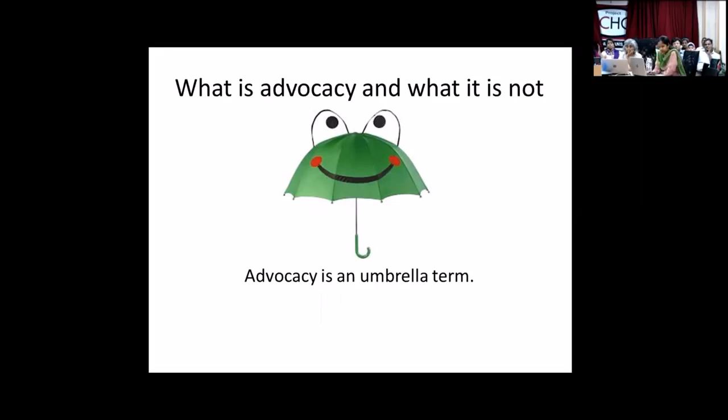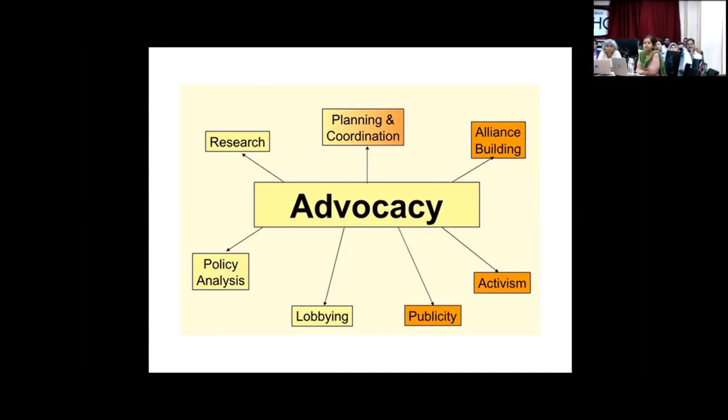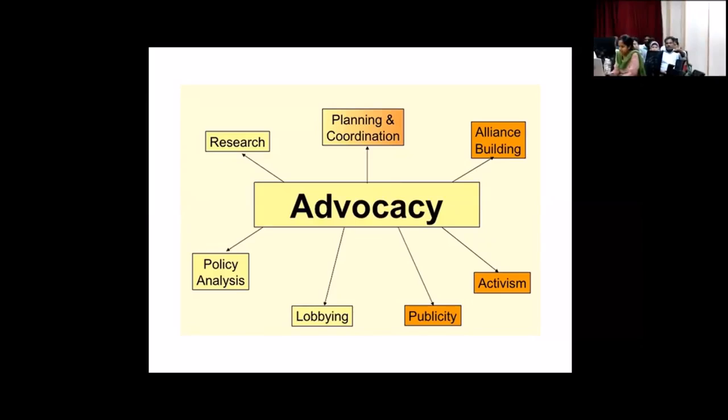As a term, advocacy is quite broad and it captures several aspects. Some of these include research, so good advocacy is always supported by sound, scientific evidence. It also involves a lot of planning and coordination among different people. Another key strategy is alliance building. You need to have like-minded people or organizations, which is always helpful. Some of the components of advocacy also include activism, publicity, lobbying, and policy analysis.